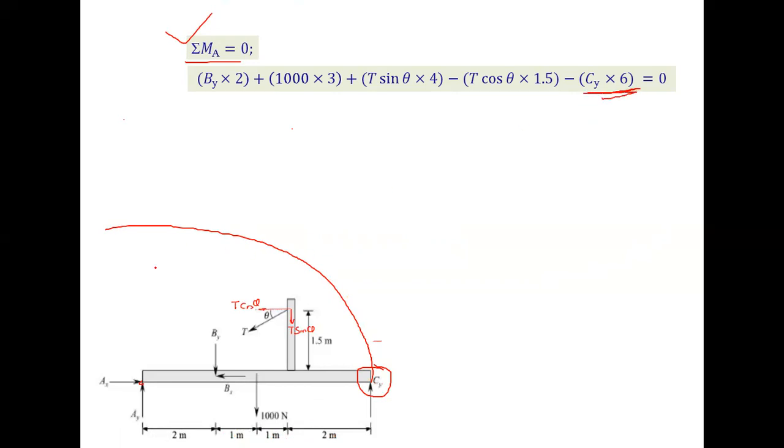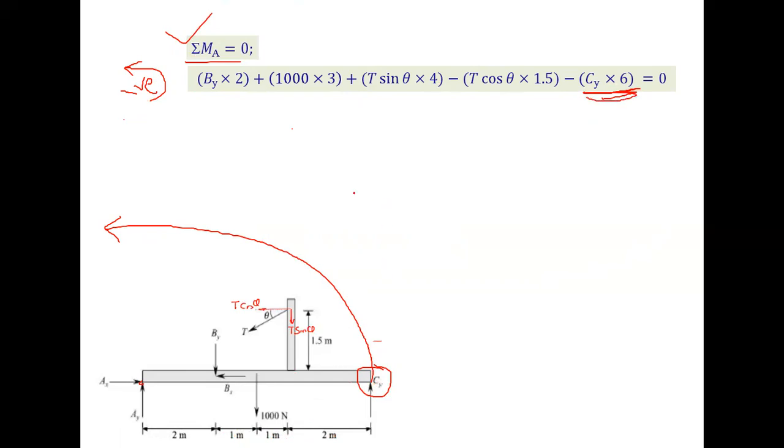Now let's see the nature of this moment. So this moment is acting in anti-clockwise. Okay, so let's consider anti-clockwise as negative moment. Okay, so it's your choice of considering anti-clockwise as negative or positive. It's absolutely your choice. Okay, so here I am considering anti-clockwise as negative. There is no problem if you take positive as well. Okay, fine. So we have now calculated the moment produced by this force CY, that is CY into 6.